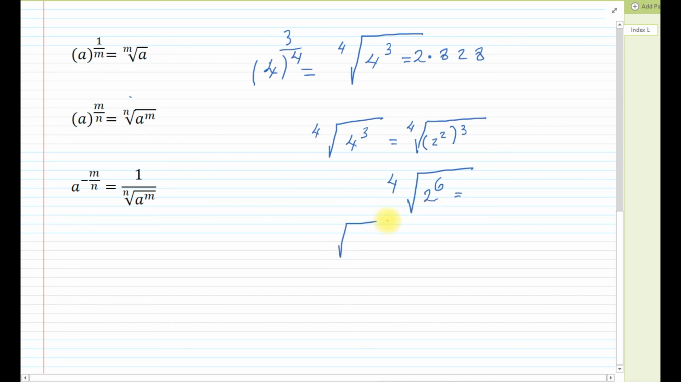Now I can write this as the fourth root of 2 to the power 6, and I will write 6 as 4 plus 2. This would be 2 to the power 4 times 2 to the power 2. Now, 2 to the power 4, and this is the fourth root, so 1 lot of 2 will come out, and I'll get the fourth root of 2 to the power 2, which will be 4. So the exact answer would be 2 times the fourth root of 4, which will be equal to 2.828, as I've had it up here.